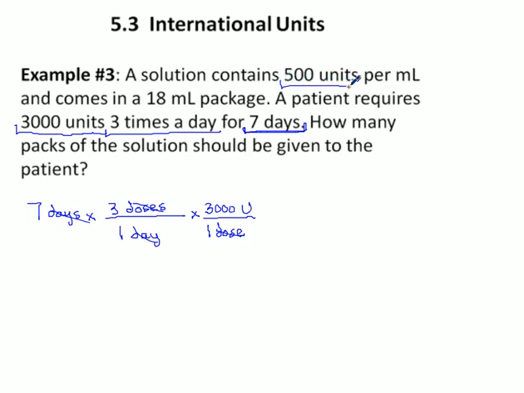Next thing we have is units per milliliter here. This solution contains 500 units per milliliter. In other words, 1 milliliter of this solution is needed for every 500 units you want to get into a patient.